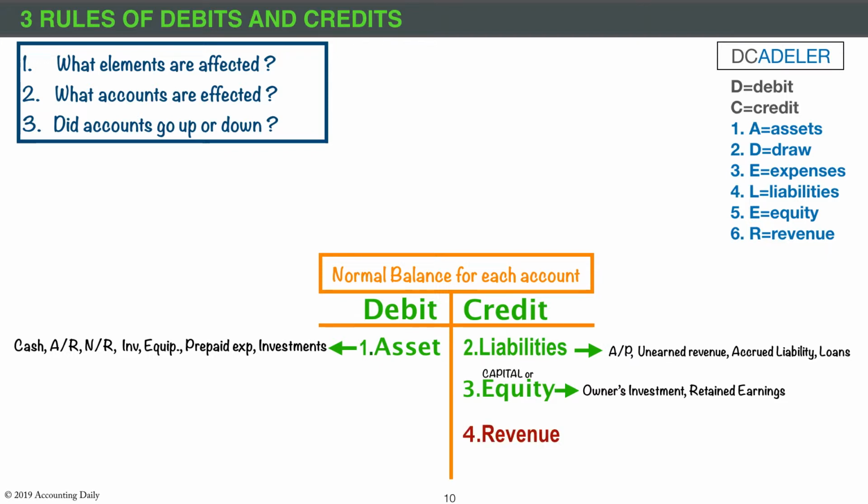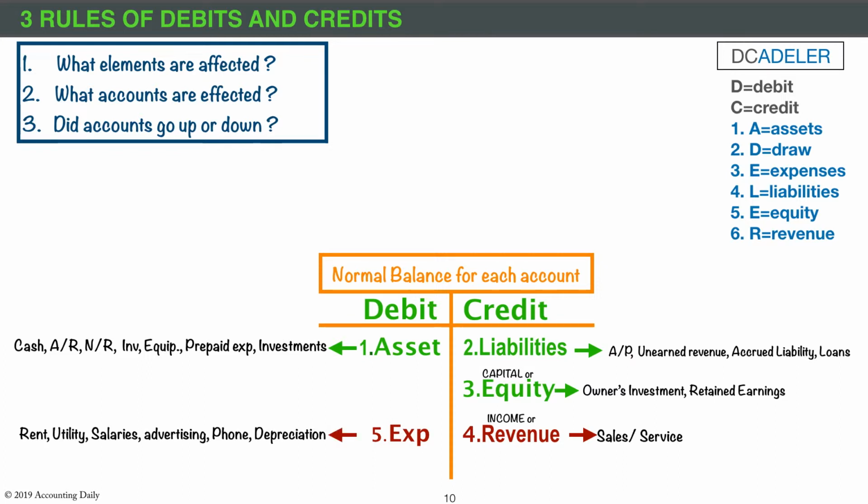The normal balance for revenue is credit, and revenue is simply the sales of the business or the services provided by the business, sometimes also referred to as the income from the business.